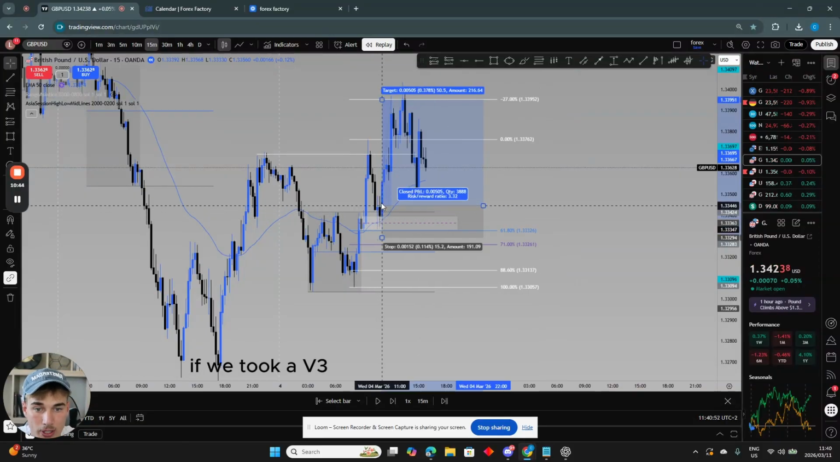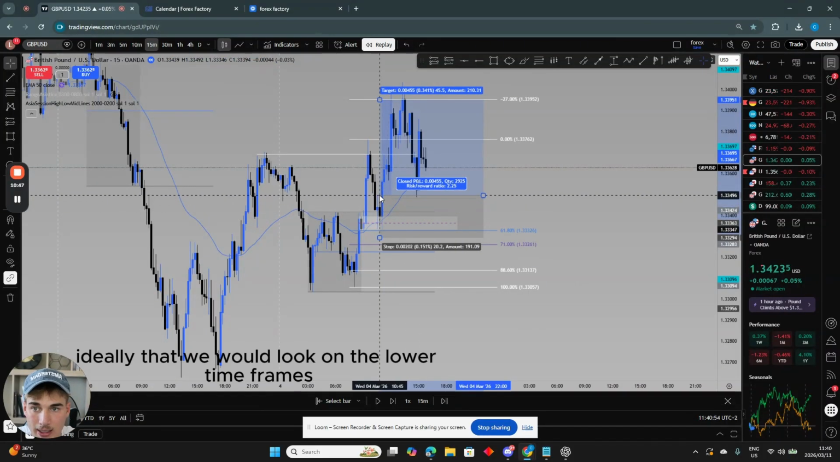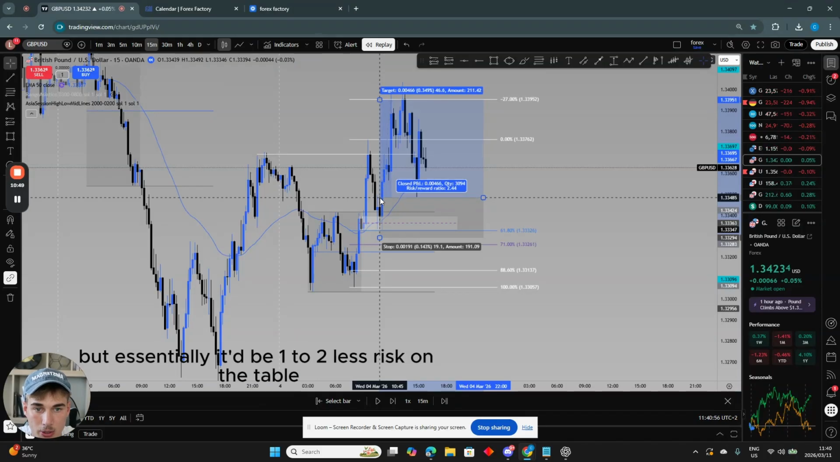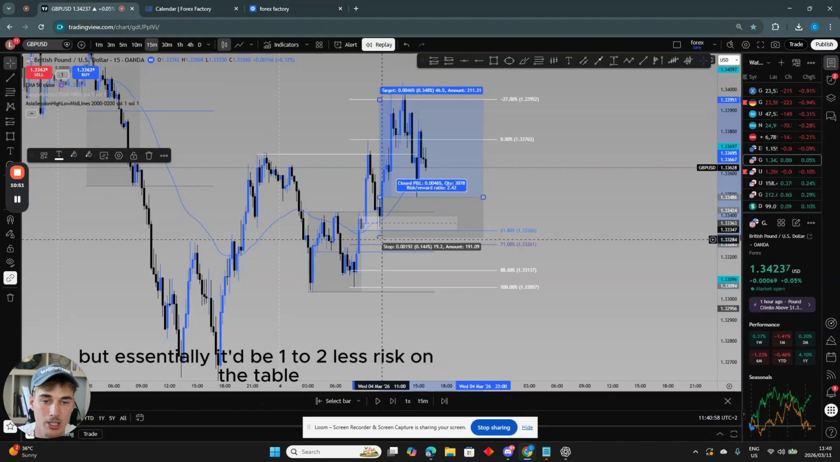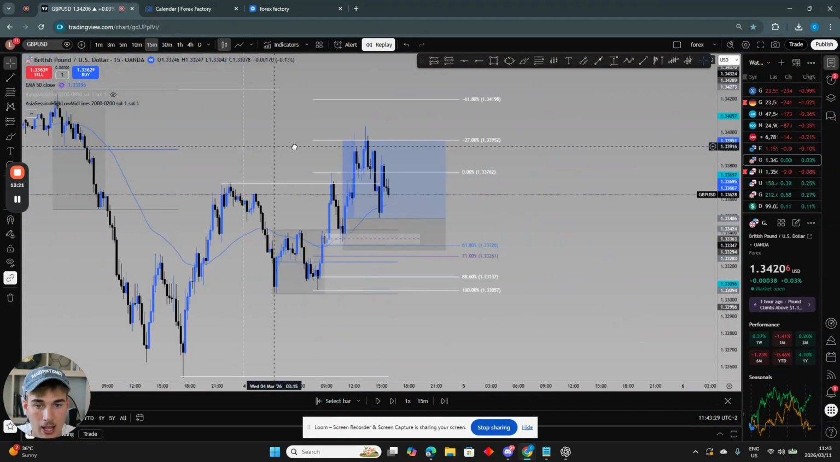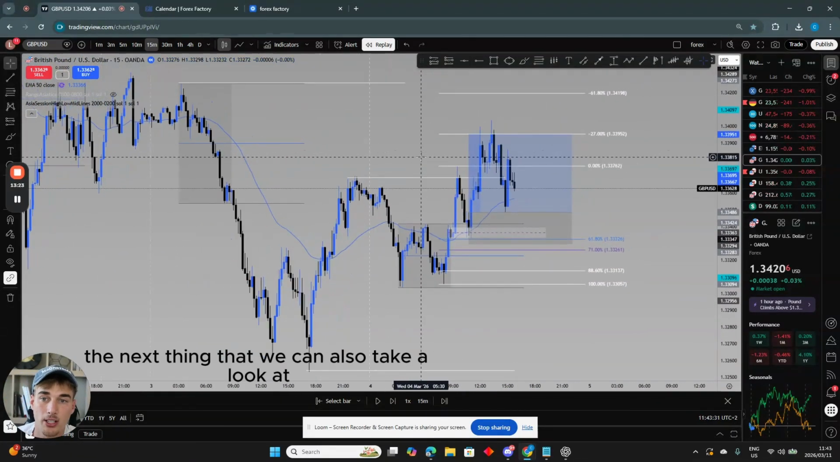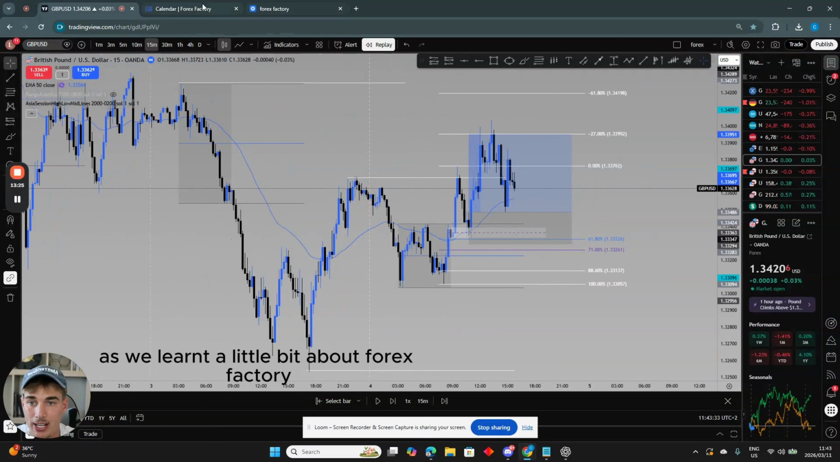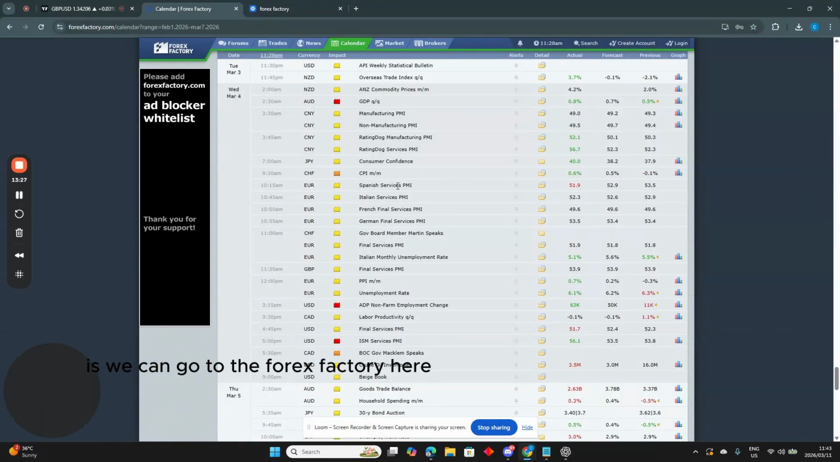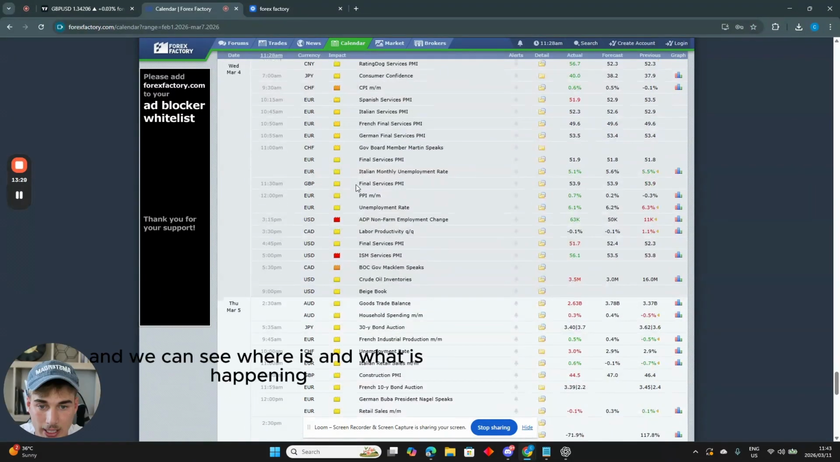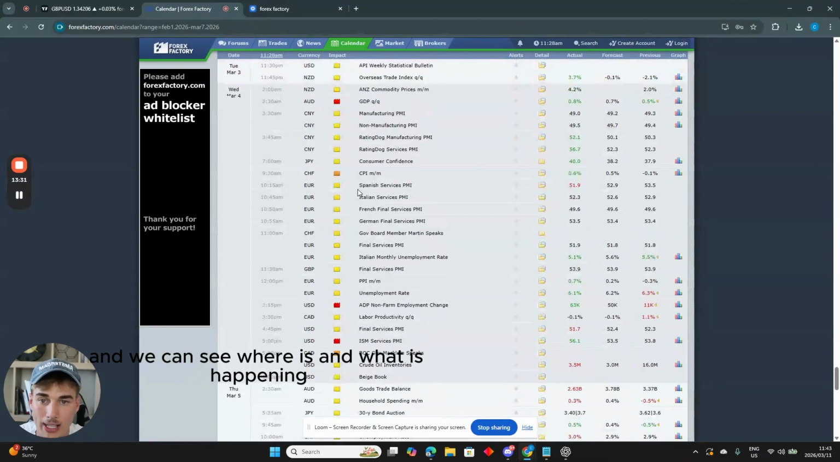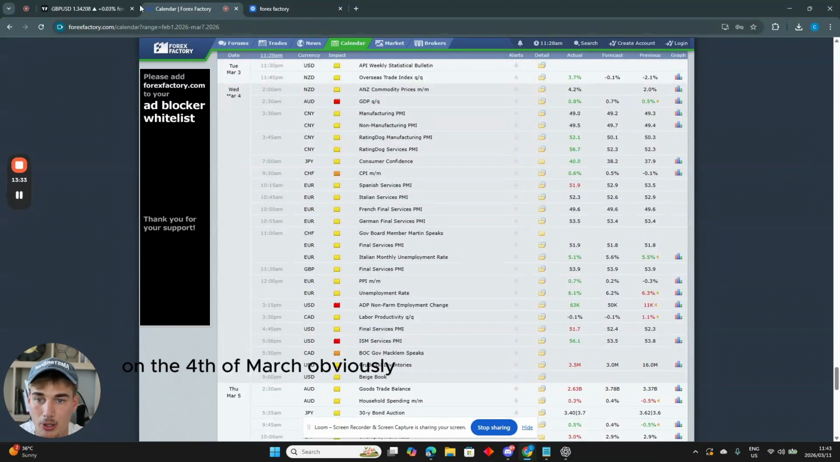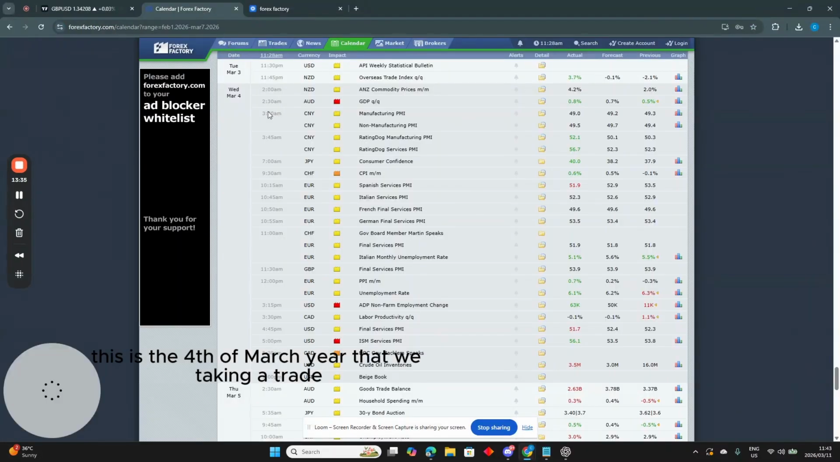If we took a V3, ideally that we would look on the lower time frames, but essentially it would be 1 to 2. Less risk on the table, more room for management, and that's important. So the next thing that we can also take a look at, as we learned a little bit about Forex Factory, is we can go to the Forex Factory here, and we can see what is happening on the 4th of March.